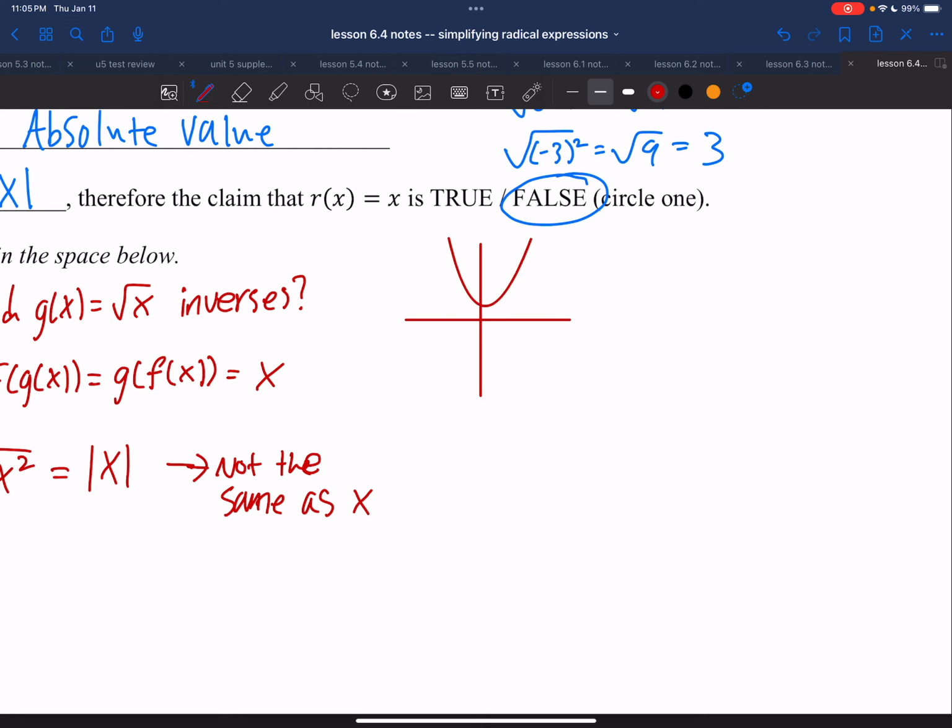Except it won't bend the right way. Okay, I'll do that. And you know what? We'll just erase these lines. Sorry, it's so nice that the iPad makes perfect parabolas. It's just so cool.